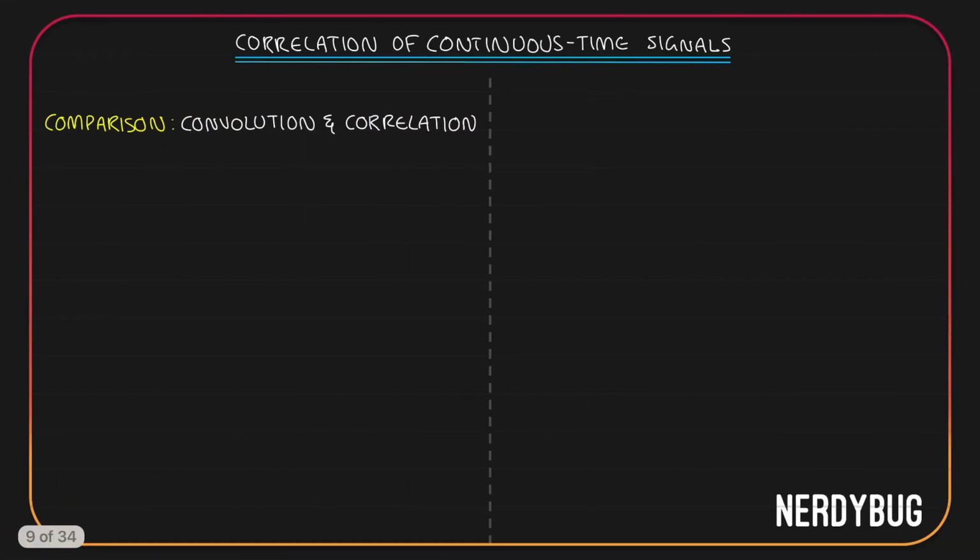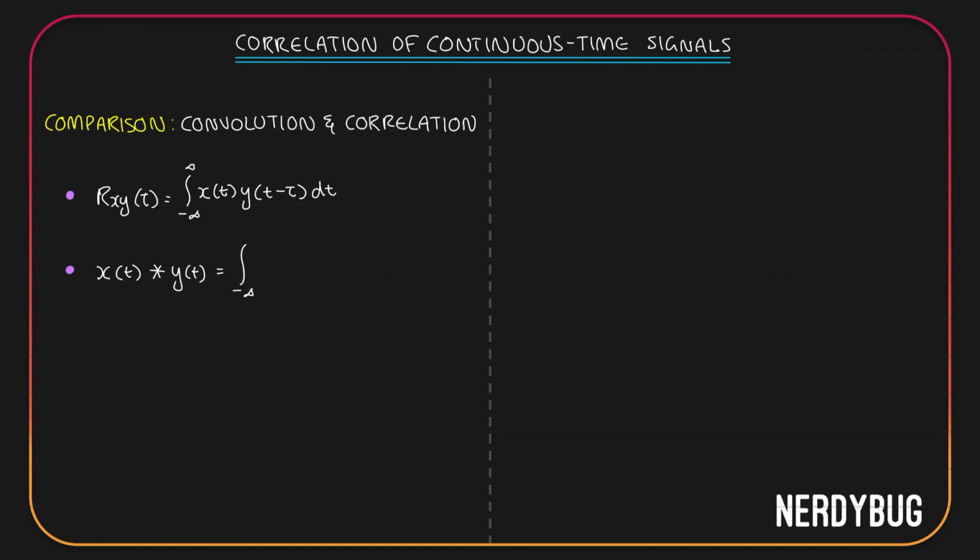So let us have a comparison between convolution and correlation. We have taken Rxy of tau as integral from minus infinity to infinity x of t y of t minus tau dt. This is the correlation between x of t and y of t. Now, convolution between x of t and y of t is written like this: integral from minus infinity to infinity x of tau y of t minus tau d tau. There we were taking the signals as functions of tau.